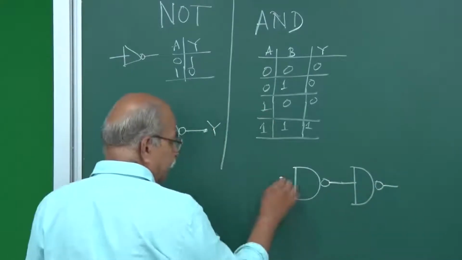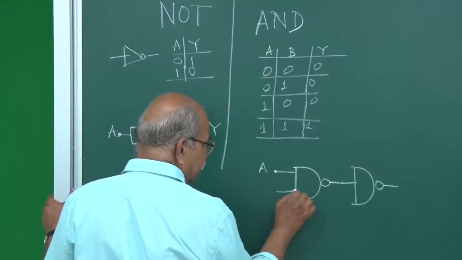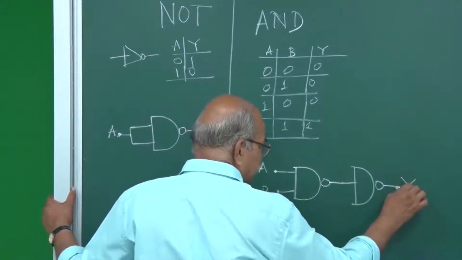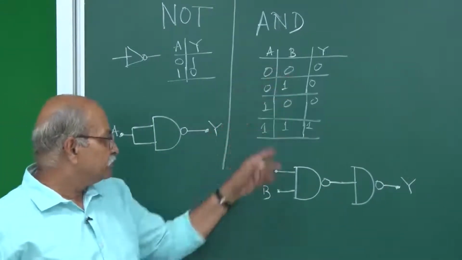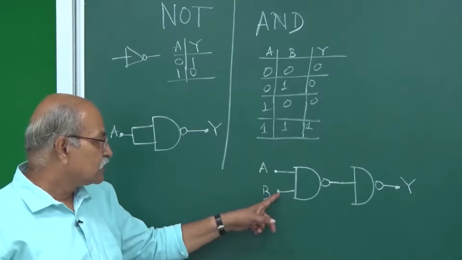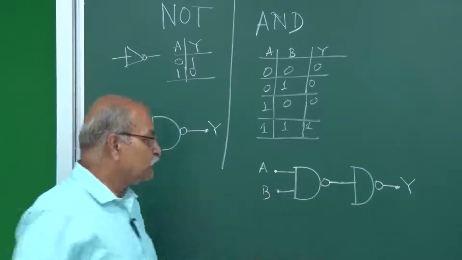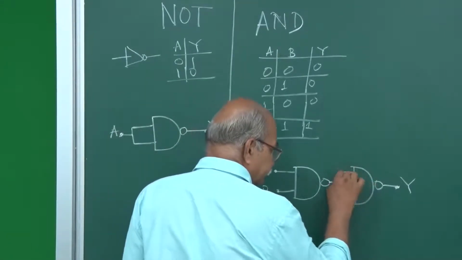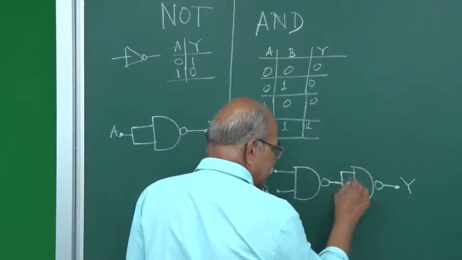Let's try this way. This is A, and this is B, and this is Y. Let's try what happens with this circuit. 0, 0. This is 0, this is 0. AND will give me 0. NOT of this will give me 1. Wait. This is like this. So you need 2 inputs here.